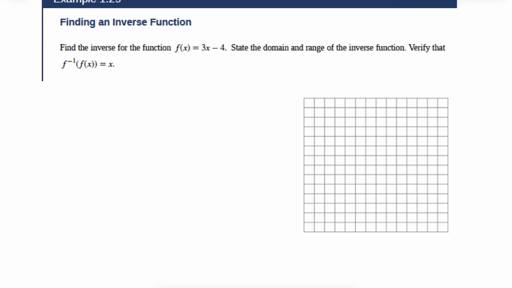Okay, so we've got this function, f of x equals 3x minus 4. Write it in y notation, not f of x. So we're going to write it as y equals 3x minus 4. Now, remember what we have to do to find the inverse. We're going to switch them. So x equals 3y minus 4. And you're going to solve for that y. So we are going to be focusing on solving for that y.